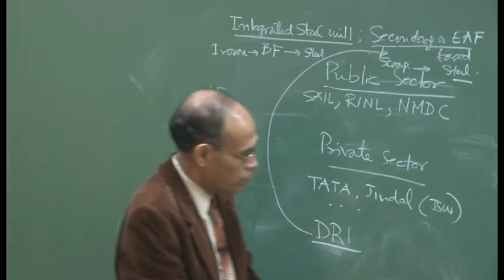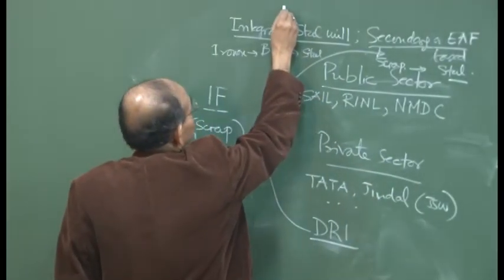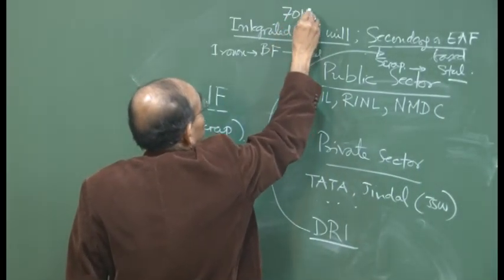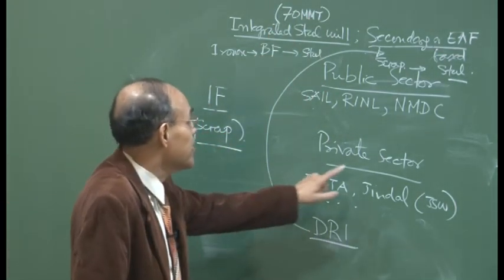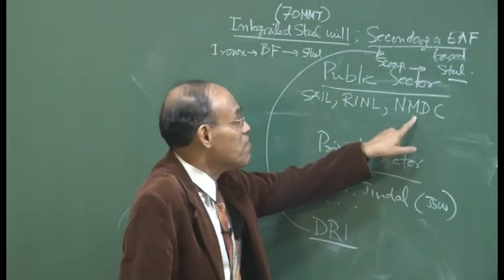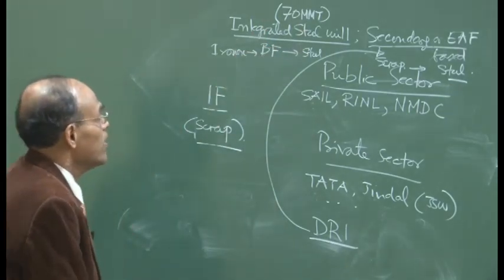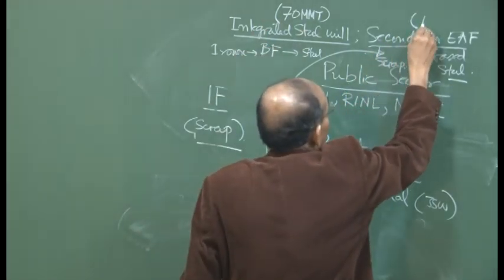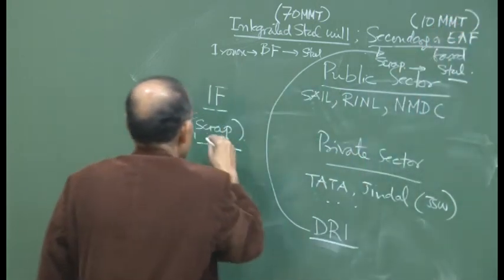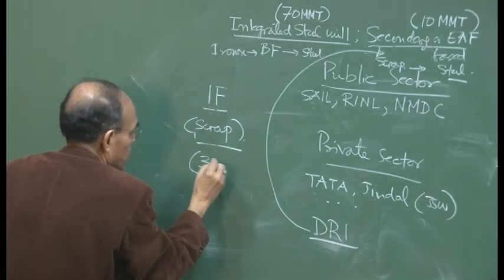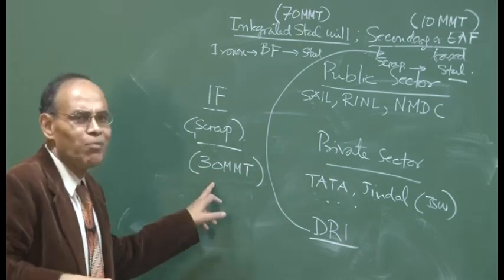And if you look at our 111 metric tons, the statistics go something like this: 70 million metric tons is our integrated steel production. That means Tata Steel, Jindal, SAIL, RINL, NMDC, these are the plants which will produce about 70 metric tons. Secondary steel plants, there are about 30 odd steel plants, about 10 million tons, and these are something like 30 million metric tons. These are very small plants.